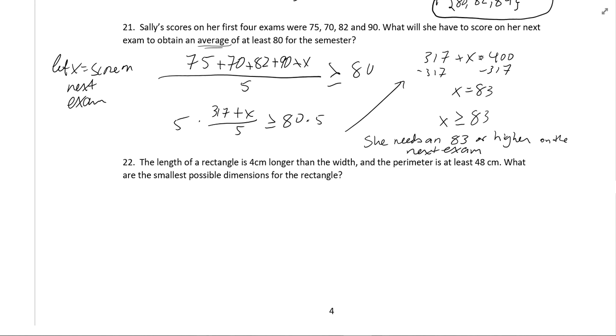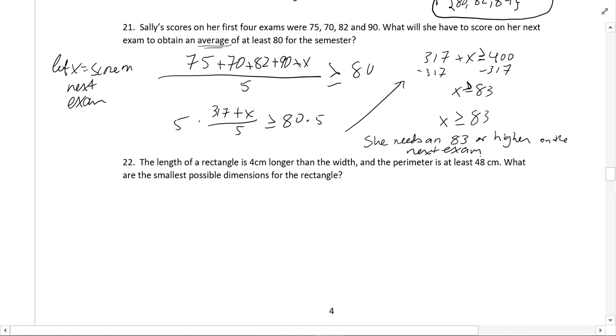And I shouldn't have written an equal sign here. I really should have left it as an inequality. So it should say x is greater than or equal to. So sorry, it's not an equal sign, it's an inequality sign. All right, so she needs an 83 or higher on the next exam.